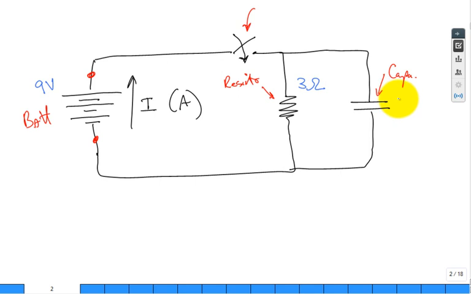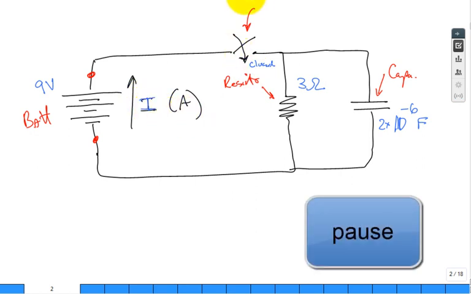In farads. I still tremble when I see a farad. All right, so this is going to be a capacitor, and let's say it's 2 times 10 to the minus 6 farad. That's the capacitance. So we have our capacitance, 2 times 10 to the minus 6 farad, our 3 ohm resistor, and a 9 volt battery. The switch is closed. After a long time, can you tell me what is the current I going through the battery in amperes? Go for it.